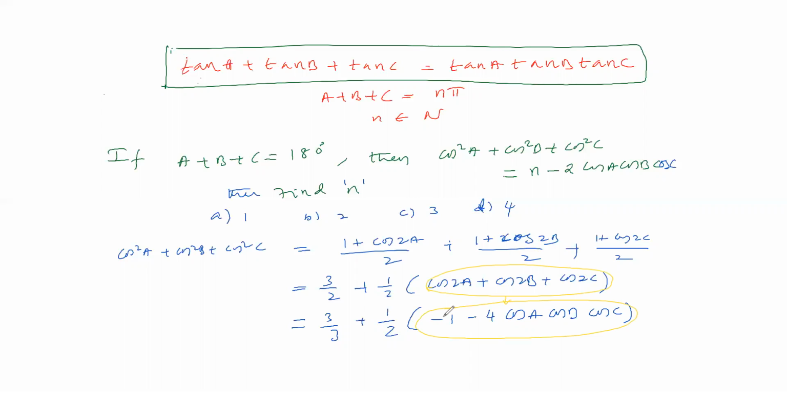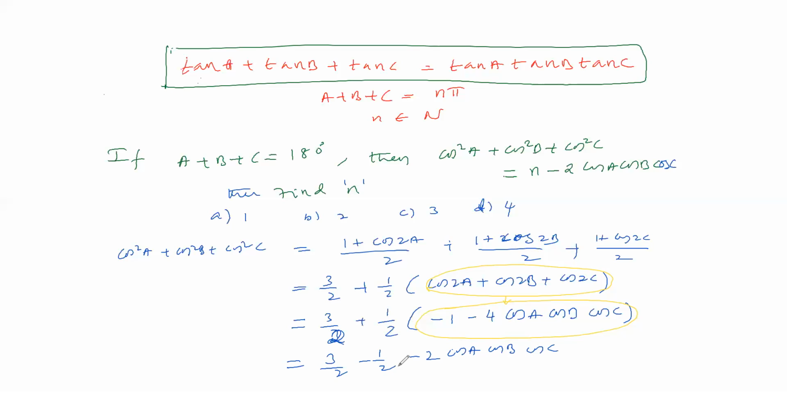Now listen here, this is 3 by 2. Taking the 1 by 2 inside, we get minus 1 by 2 here, and what happens here is minus 2 cos A cos B cos C.